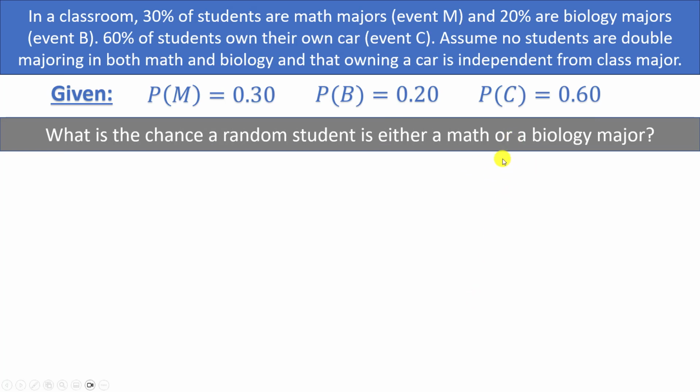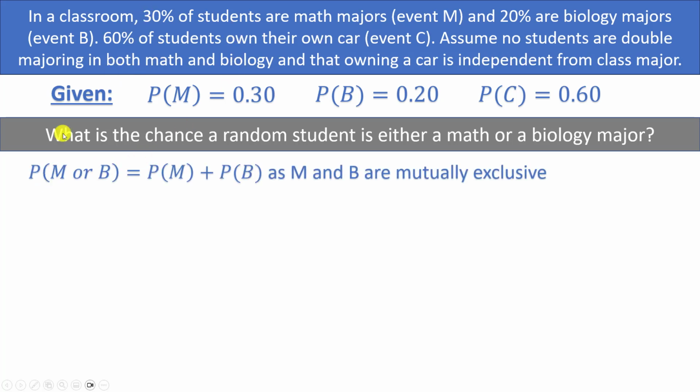Since we are asked an OR probability, we must consider whether or not these two events are mutually exclusive. These events are mutually exclusive because we need to assume that no students are double majoring in both math and biology. So the probability of M or B is simply the probability of M plus the probability of B, because those two events cannot happen at the same time. Plugging in the numbers, the probability of M or B is equal to 0.3 plus 0.2, which is equal to 0.5. There is a 50% chance that a randomly selected student is either a math or biology major.